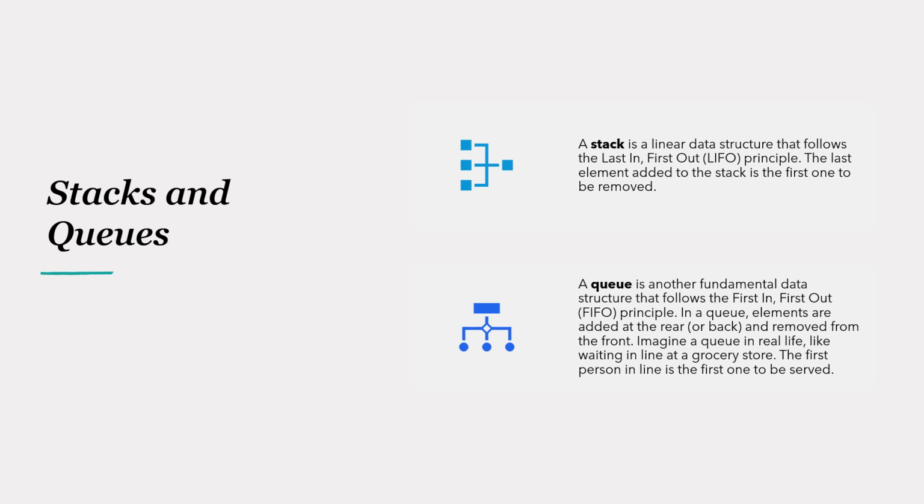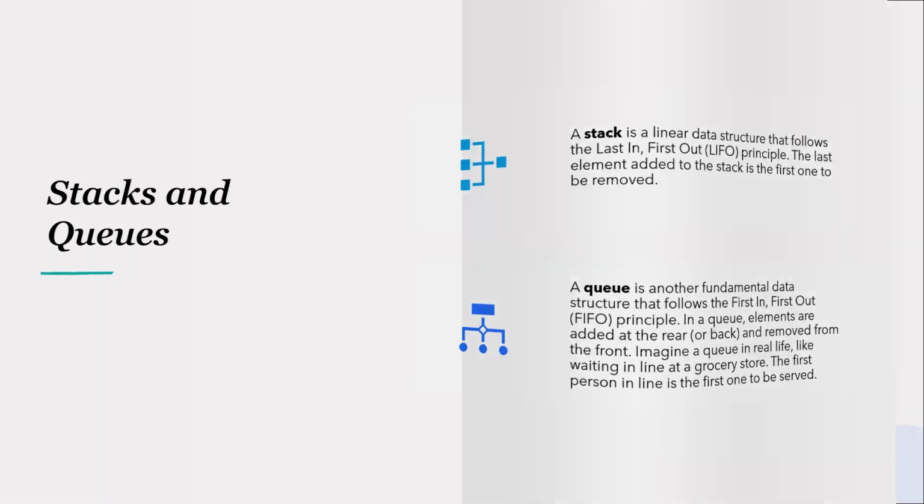Time complexity of queue operations. 1. Enqueue, O(1). 2. Dequeue, O(1). 3. Peek, O(1). 4. Is empty, O(1). Queues are incredibly useful when you need to maintain an order where the first item in is the first item out, such as in scheduling systems or breadth-first traversal algorithms.